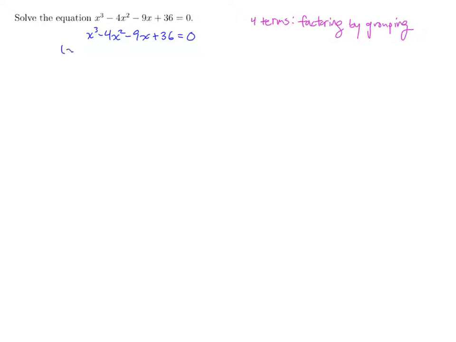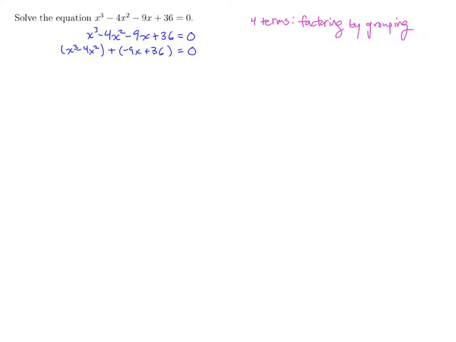So the first one will be x cubed minus 4x squared, and we'll group that with parentheses. And then I'll change this to addition, and I'll add negative 9x plus 36. So negative 9x plus 36 is grouped in parentheses for my second pair there. Now, all I've done is apply the associative property to group these. From here, I want to factor out the greatest common factor from each of those pairs.